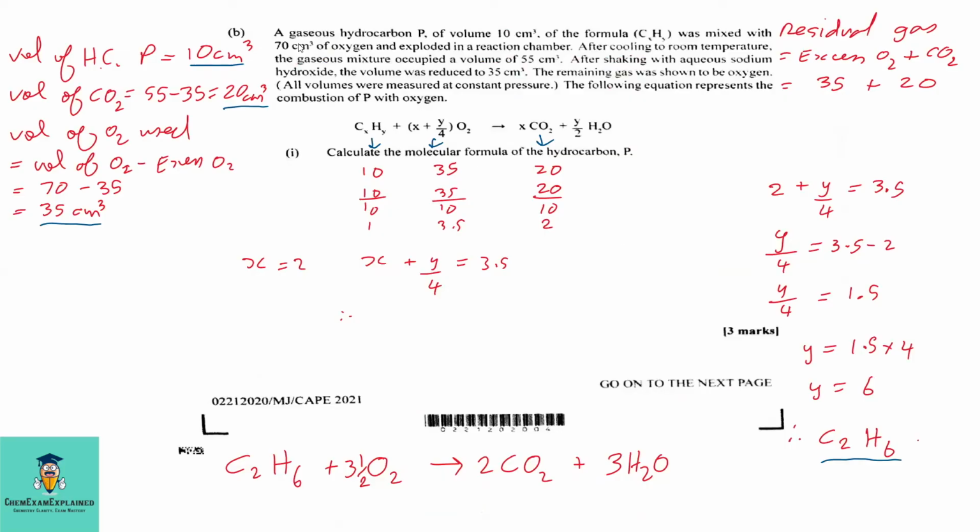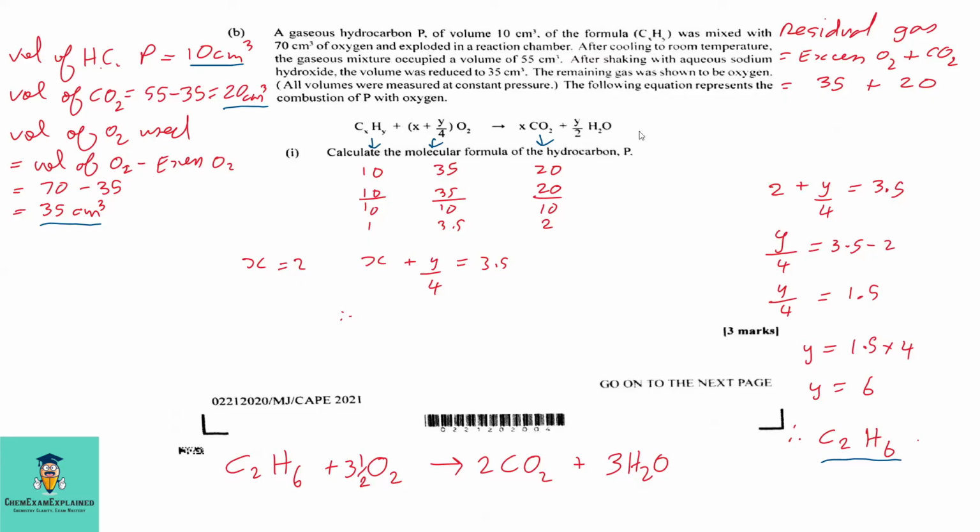Part B. A gaseous hydrocarbon P of volume 10 cm³ of the formula CxHy was mixed with 70 cm³ of oxygen and exploded in a reaction chamber. After cooling to room temperature, the gaseous mixture occupied a volume of 55 cm³. After shaking with aqueous sodium hydroxide, the volume was reduced to 35 cm³. The remaining gas was shown to be oxygen. Now, all volumes were measured at constant pressure. The following equation represents the combustion of P with oxygen.